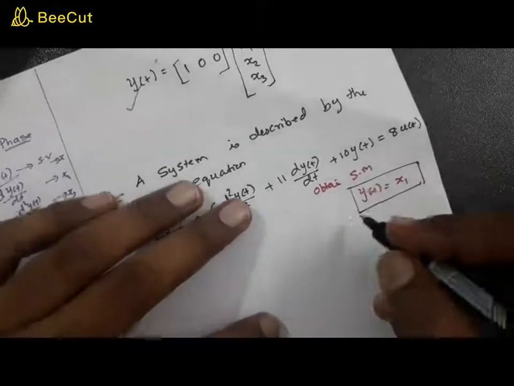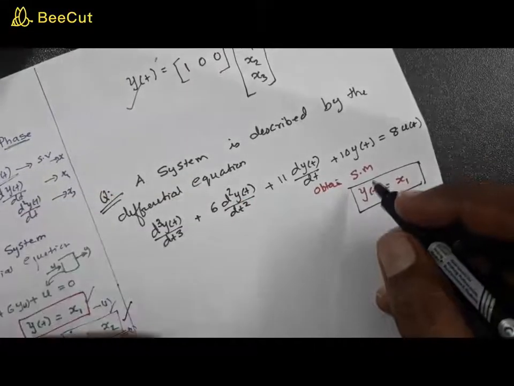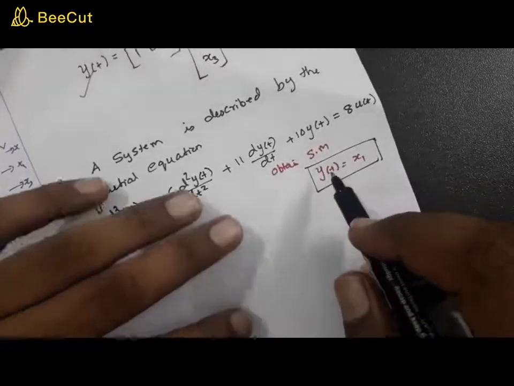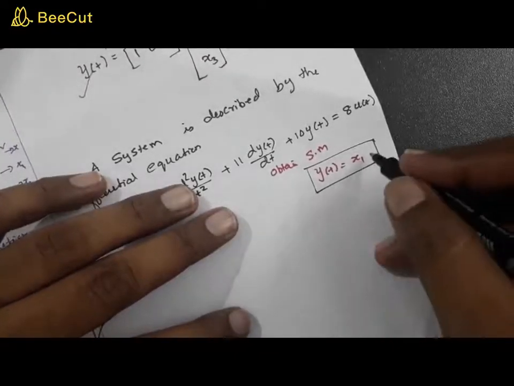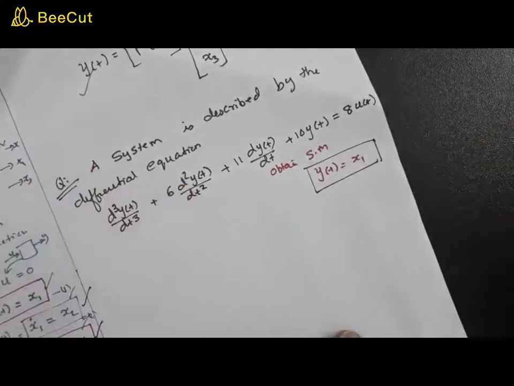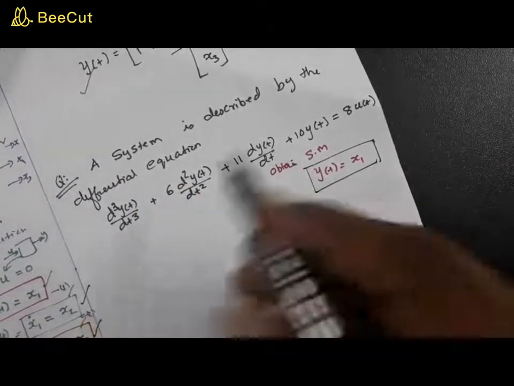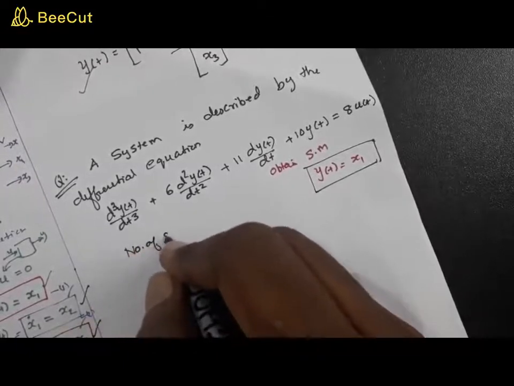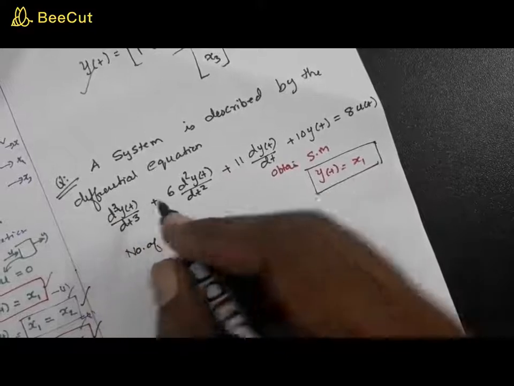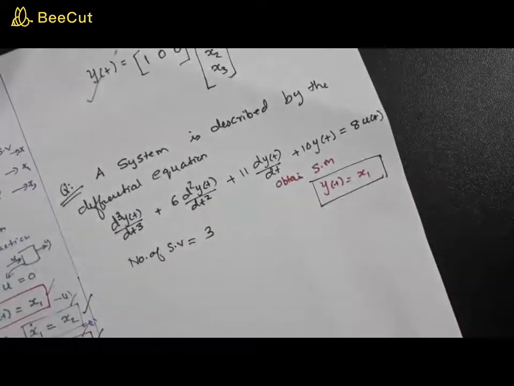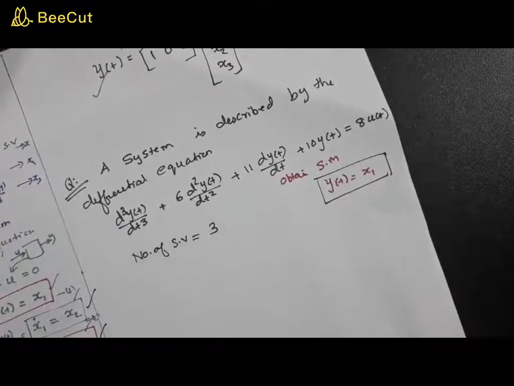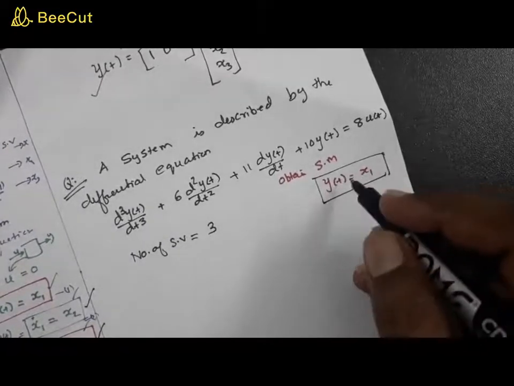Now in the phase variable method, what we do is assign the output and its derivatives to the state variables. So one of the state variables is assigned to be x1. How many state variables will you have? The number of state variables will be equal to the order of the differential equation, which is 3. That's from the basic definition: a state variable is nothing but the decomposition of an nth order differential equation into first order differential equations. So you must have 3 state variables, and one of them is assigned to be y of t.